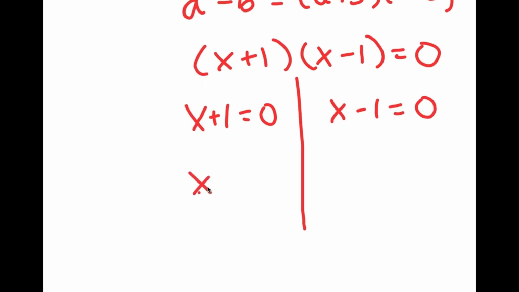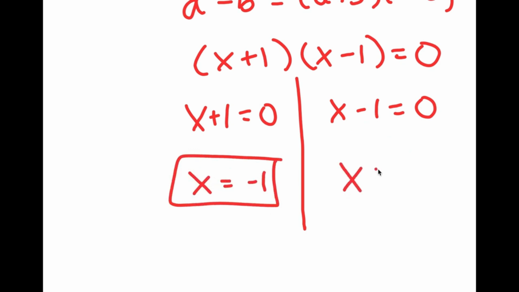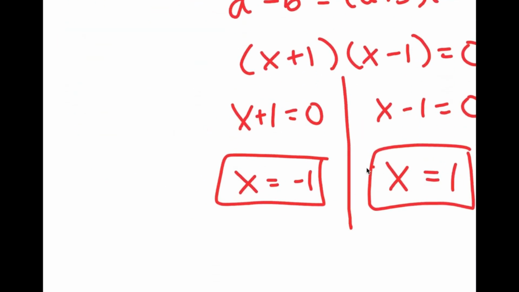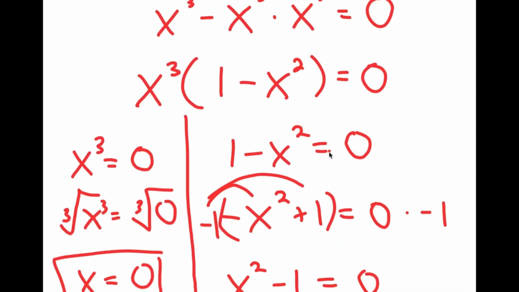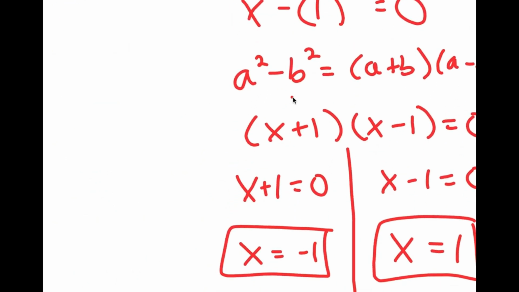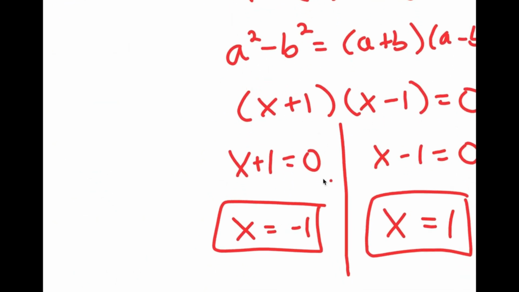For x plus 1 equals 0, I get x equals negative 1. And for x minus 1 equals 0, I get x equals 1. So notice how we have three solutions for this equation.